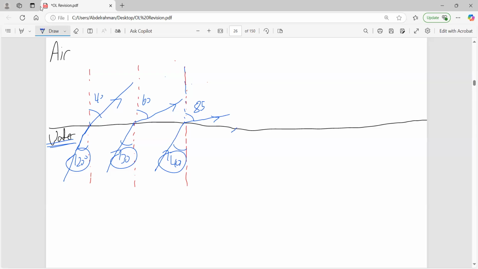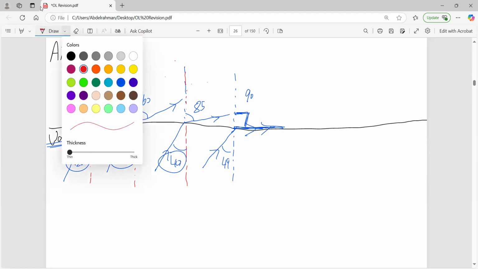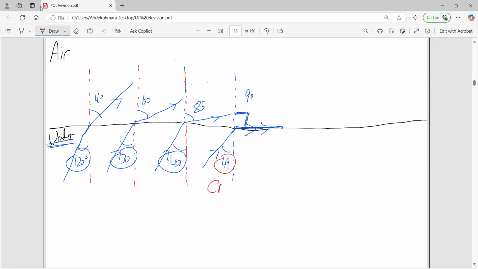So if you increase the angle slightly until it reaches 49, what will happen? Let's say this is 49. What happens to the wave? It moves along the surface. So it moves along the surface, and the angle of refraction is 90 degrees. The angle of refraction is 90 degrees. So this 49 is now the critical angle. What is 49? The critical angle.